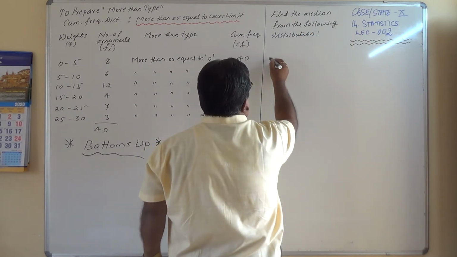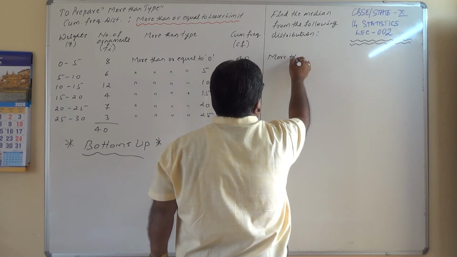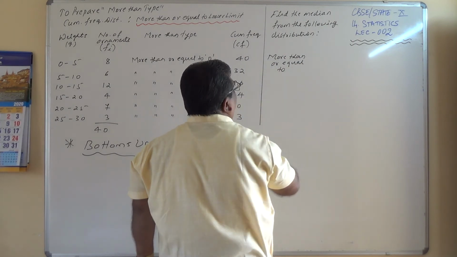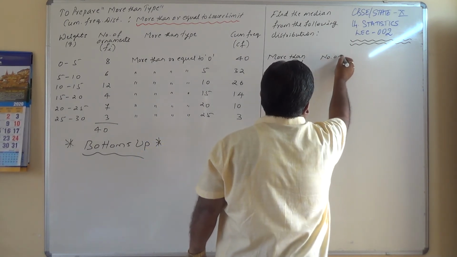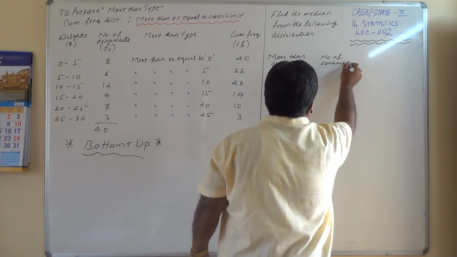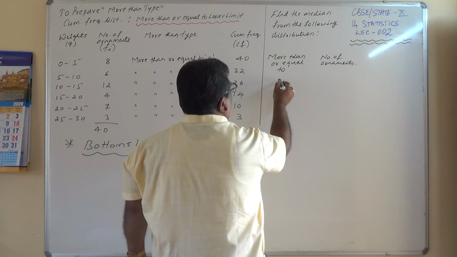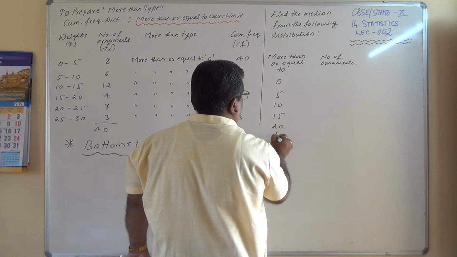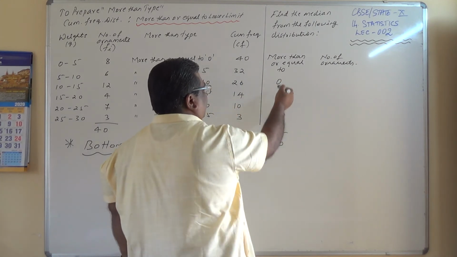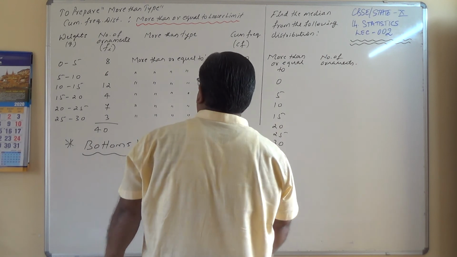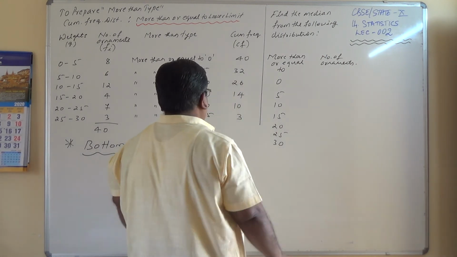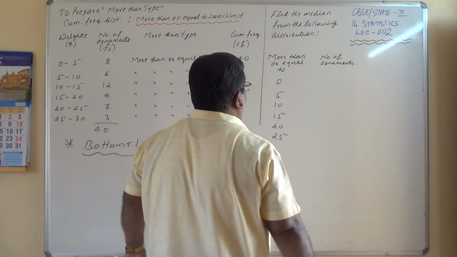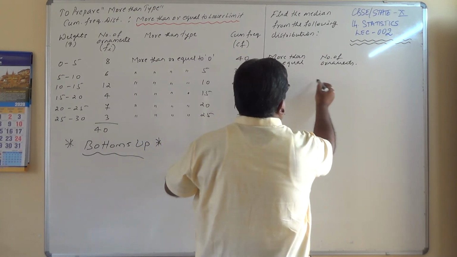Here it is given more than or equal to, and here number of ornaments. So more than or equal to 0, 5, 10, 15, 20, 25, 30. More than 0, more than 5, more than 10, more than 15, more than 20, more than or equal to 30. No, 30 is not there, only up to 25. We'll take it, more than up to 25. How many ornaments are there? This is what it is given to you.